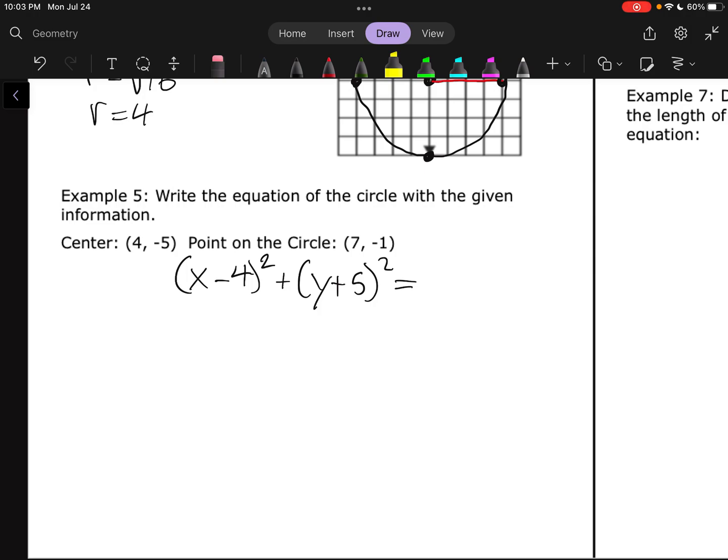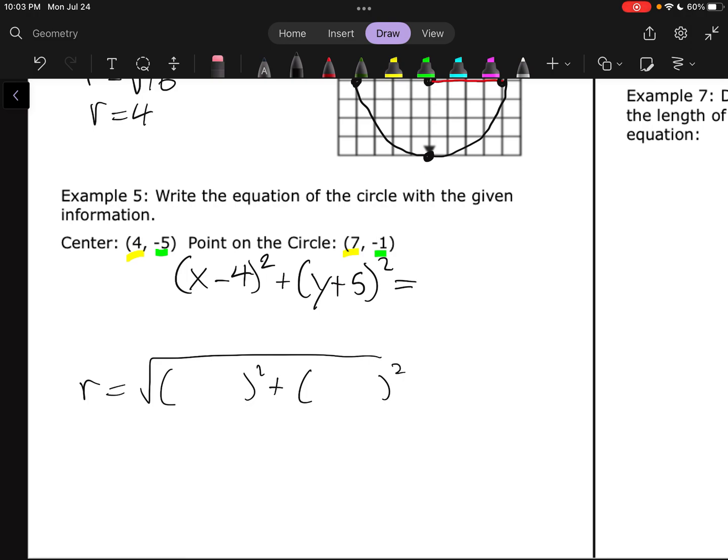In order to find the radius, we're going to take these 2 points and we're going to do the distance formula. Because the radius is the distance from the center of the circle to any point on the circle, right? It's the distance that the circle is away from the center. So if we do the distance formula, we can find this radius.